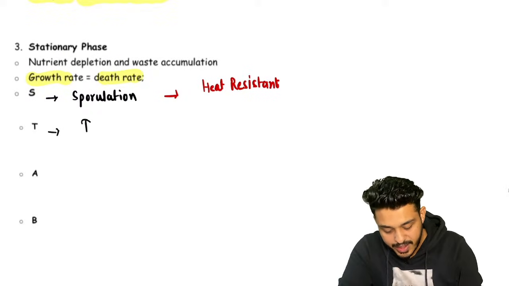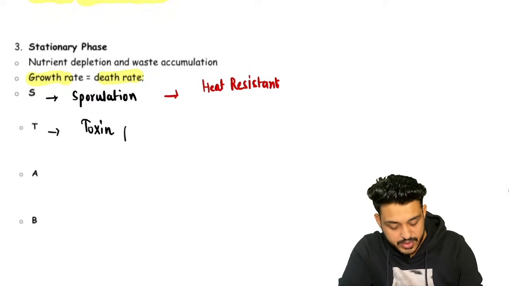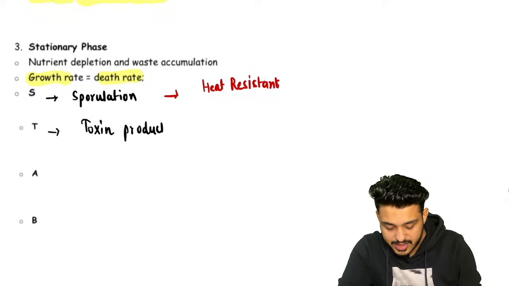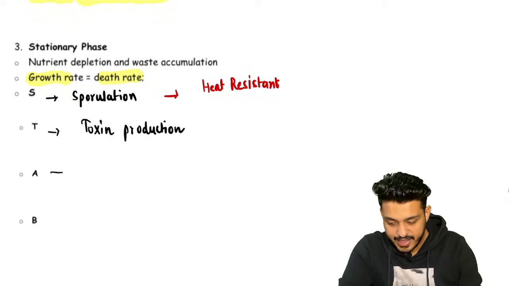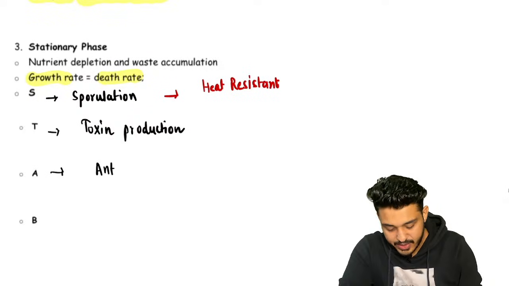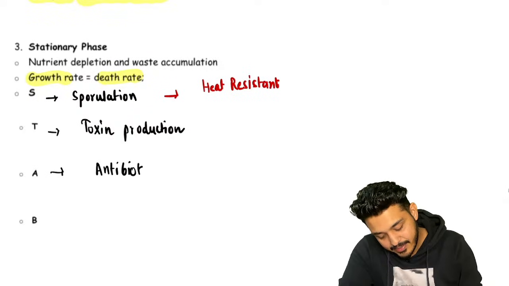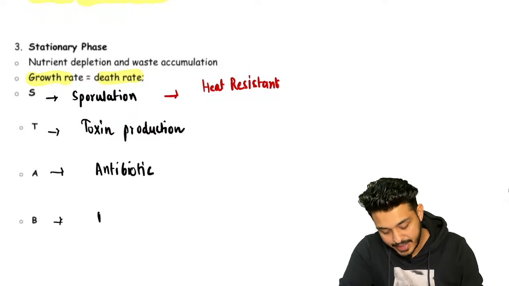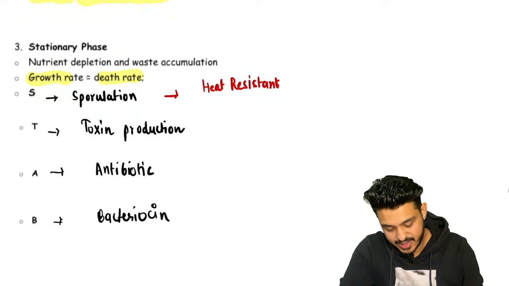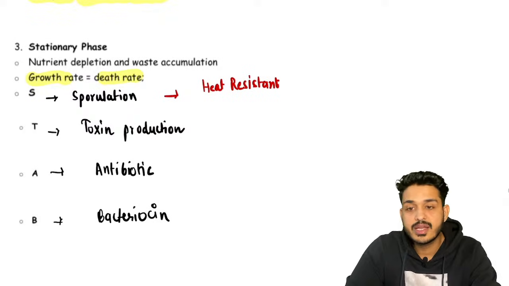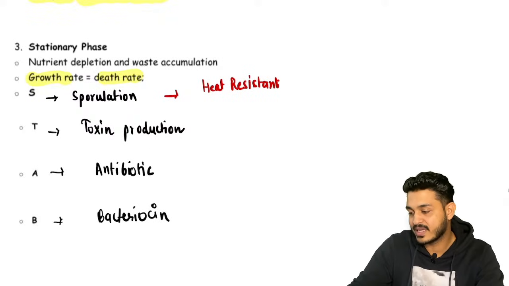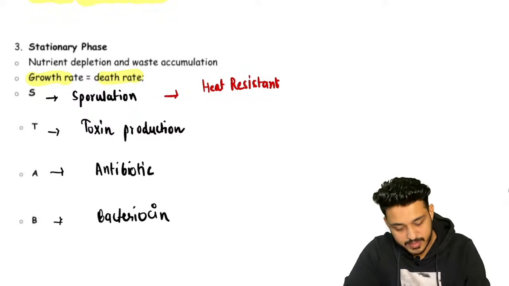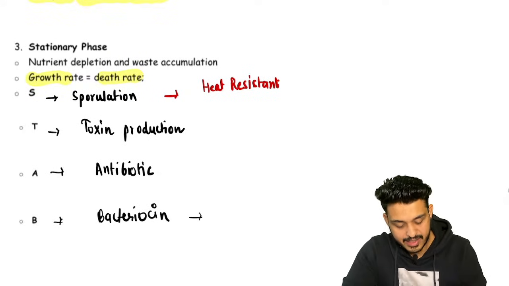T4, we are going to have T4, toxin production is going to take place here. Toxin production, beta. A4, antibiotic production, and B for bacteriocin production, right? This bacteriocin is going to keep away all the other bacteria, right? That bacteriocin is responsible for what function? To remove other bacteria, right?